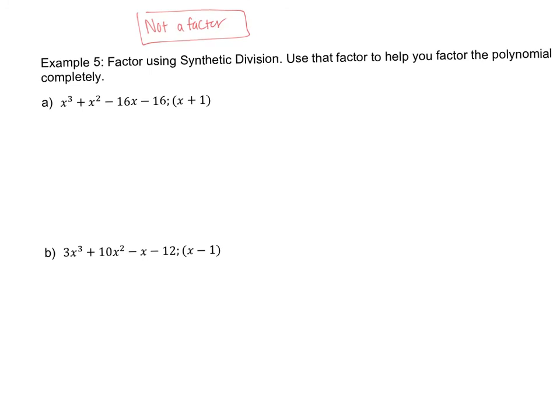So in example 5, you're also given one of the factors, or a potential factor, and you're going to use synthetic division to check if it's a factor. And if it is, you have to factor it out completely. But if it's not a factor, then stop right there, pause on the problem. All right, let's try out part A here.